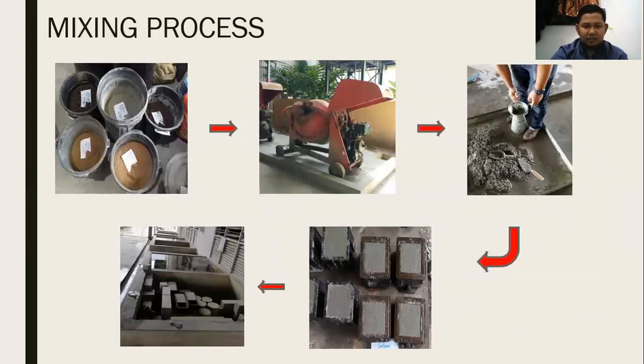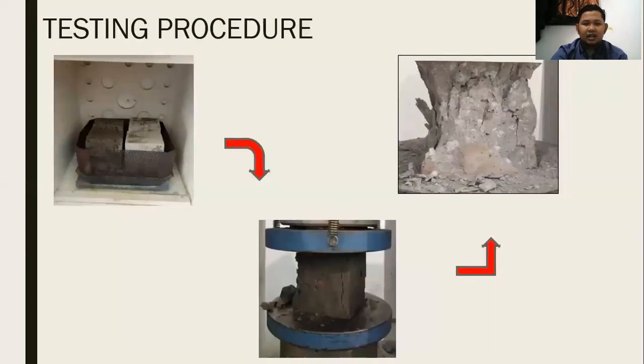This is the mixing process, where I weigh the material, mix it in the mixing machine, do a slump test, put it in a mold, and then cure it in the water tank. This is the testing procedure, where I put my specimen into a furnace at different temperatures, 100 degrees Celsius and 500 degrees Celsius. Then I test their strength using compressive stress. And lastly, I studied the mode of failure of the samples.